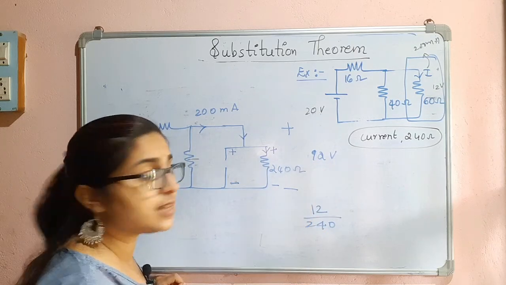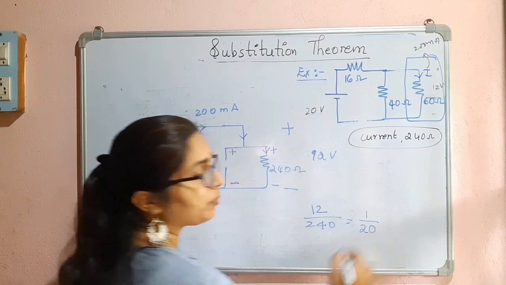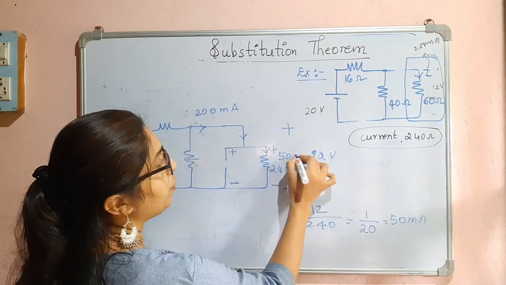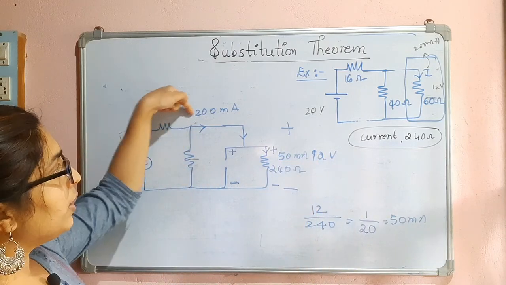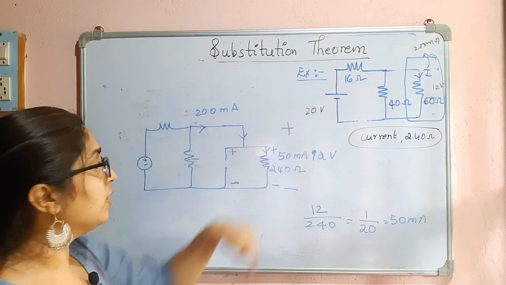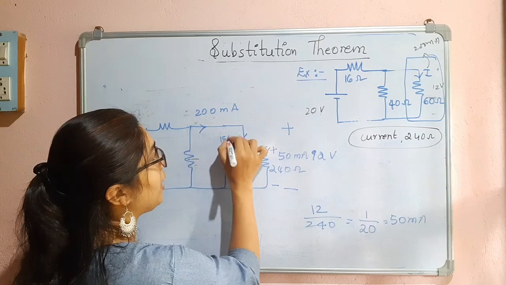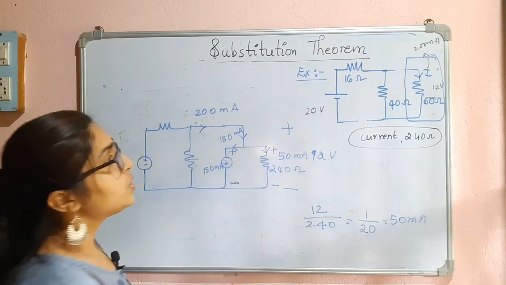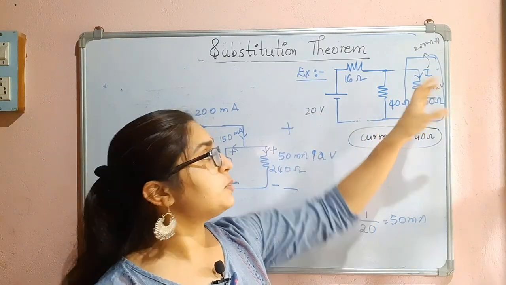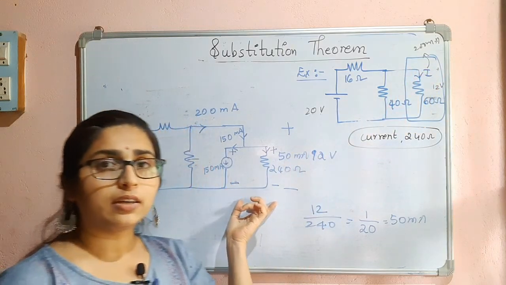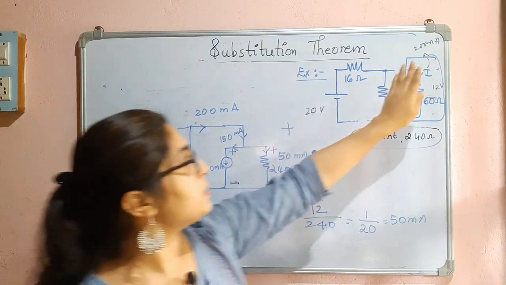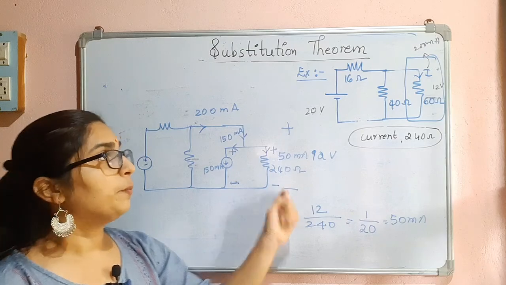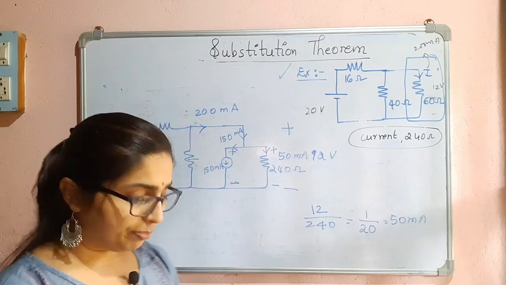Voltage divided by resistance, so this is 1 by 20, which is 50 milliampere, right? So the current through this is 50 milliampere. If 200 milliampere is coming, 50 is divided here, so 150 will be coming from this side if I apply KCL. So this is 150 milliampere. This is what they have asked, to replace this particular branch with a current source and a resistor. So I have replaced this branch. See, this is the 150 milliampere current, and this is the 240 ohm resistor. So this was all about the example.